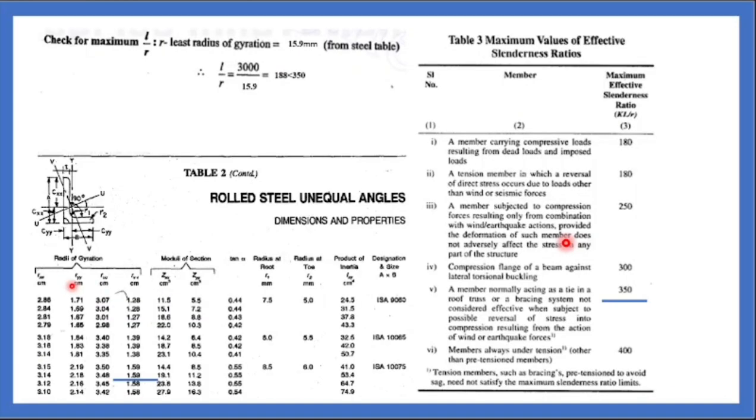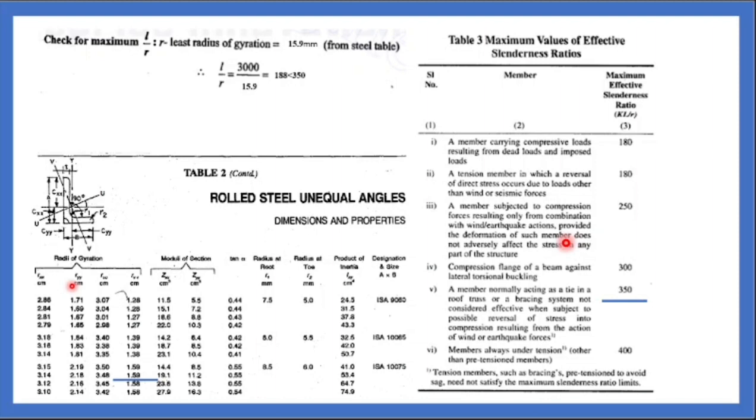Check for slenderness ratio. Now the slenderness ratio case, that is L by r, of your member is 3000. What is r? r is the radius of gyration. In the steel table you have the radius of gyration for this section. What is the least radius of gyration? 3.14, 2.18, 3.48 and the last one 1.59. You can divide 3000 by 15.9.